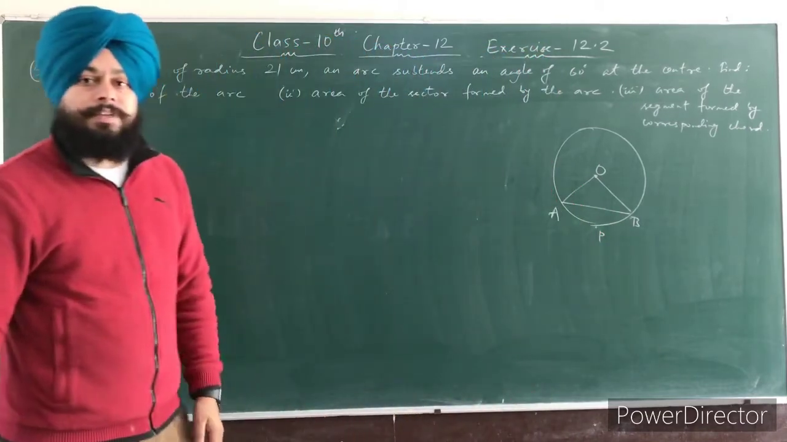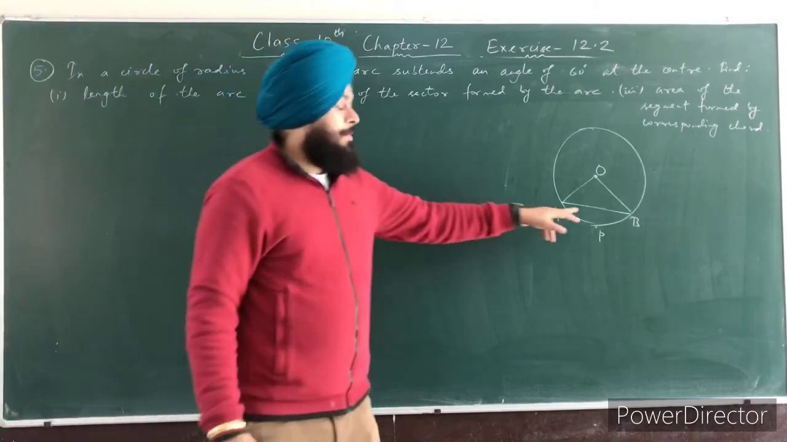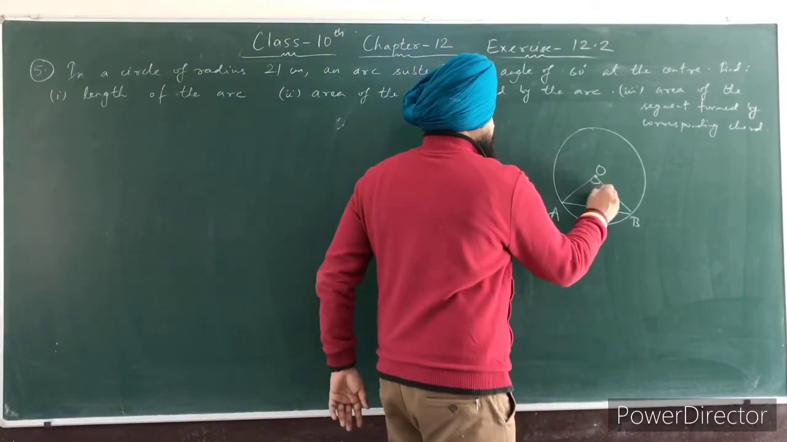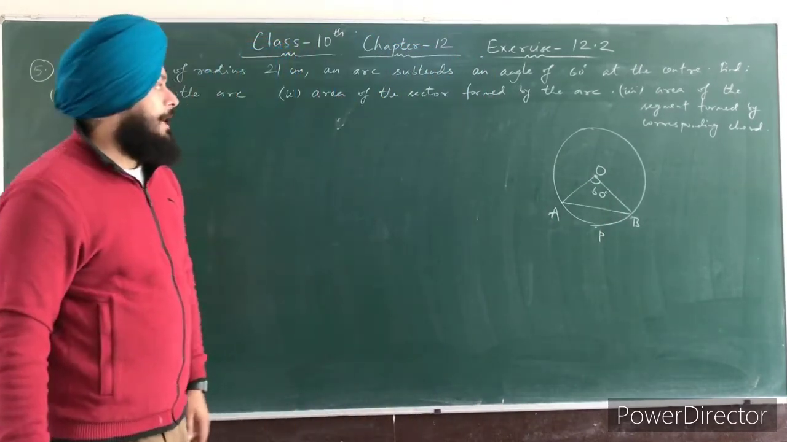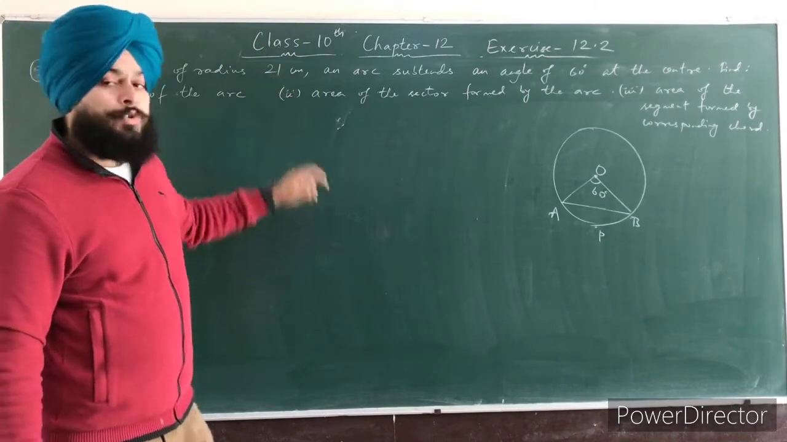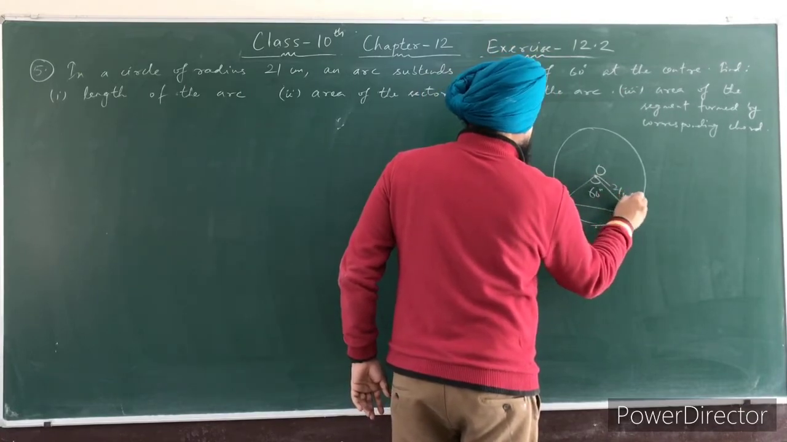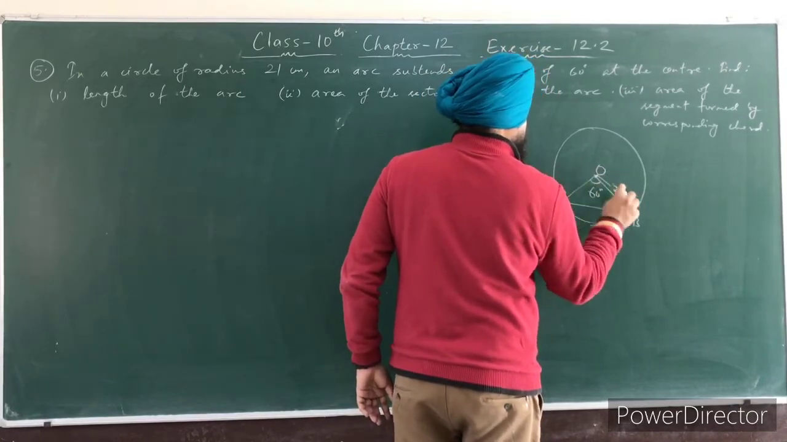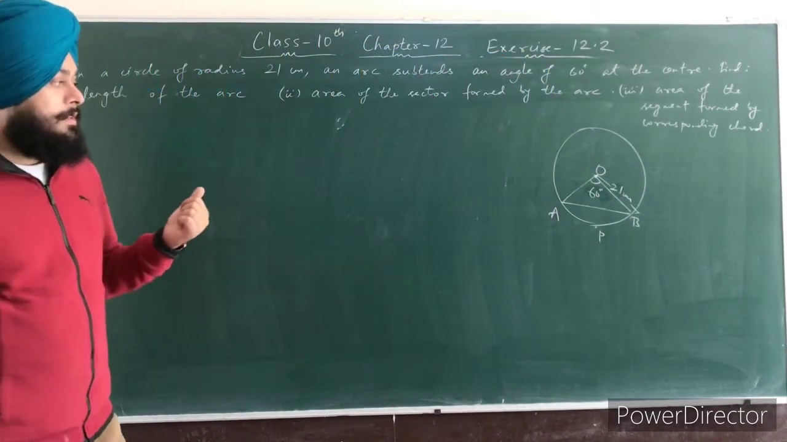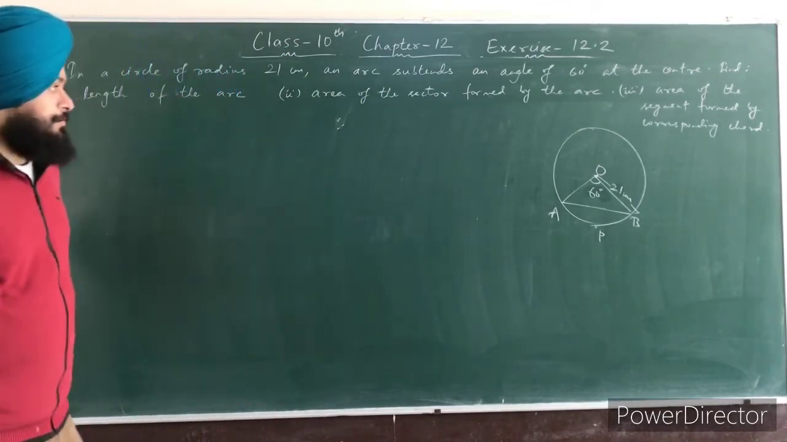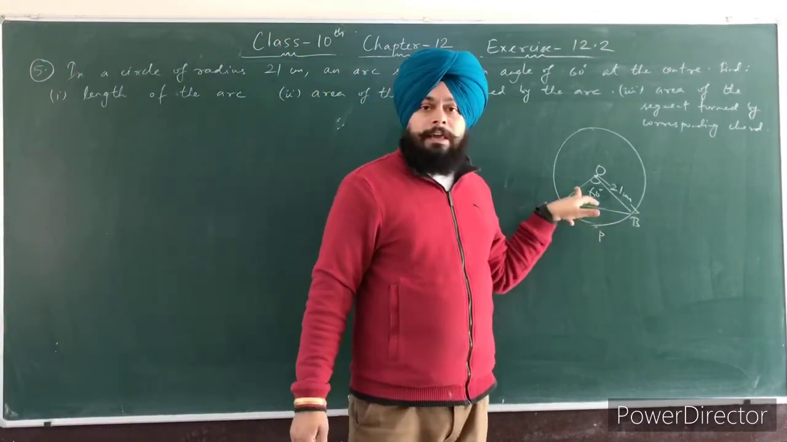First, draw a circle with center O in which AB is a chord, and this chord subtends an angle of 60 degrees at the center. The radius of the circle is 21 centimeters, and 60 degrees is the theta of this circle. So first we will find the length of the corresponding arc AB.